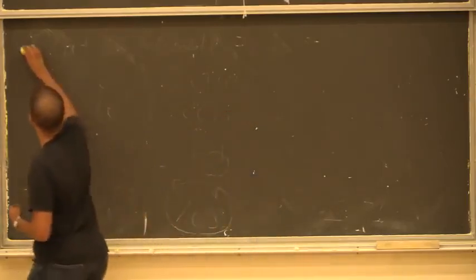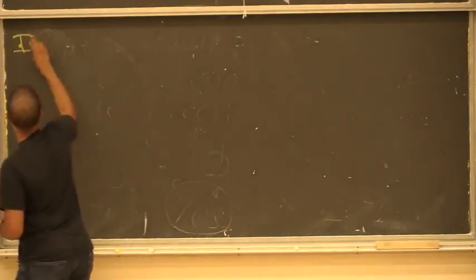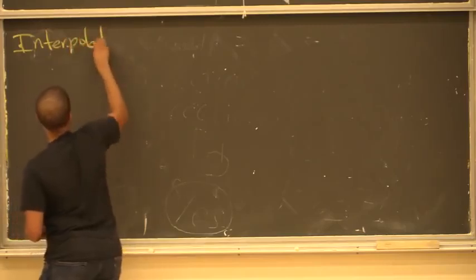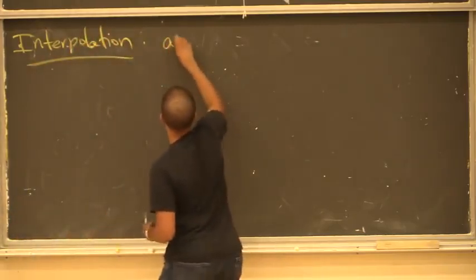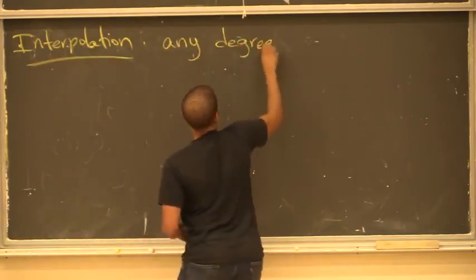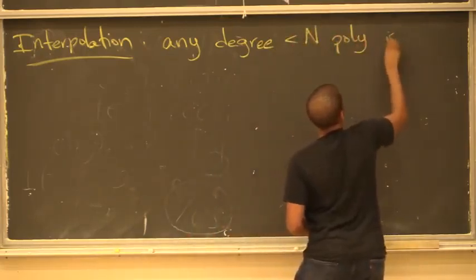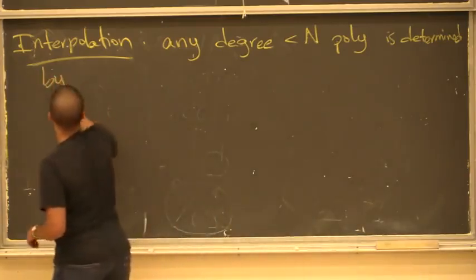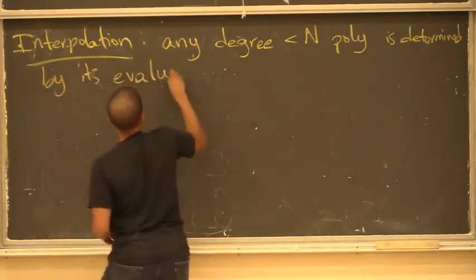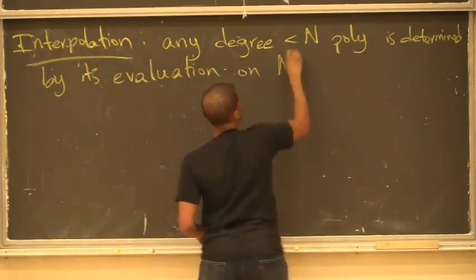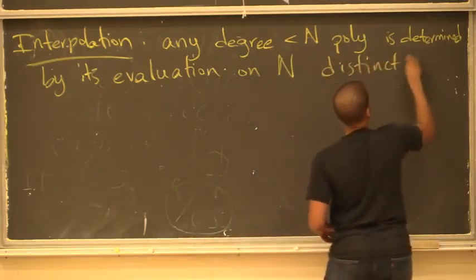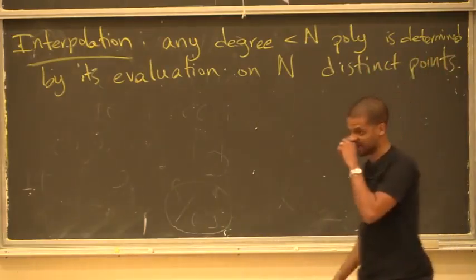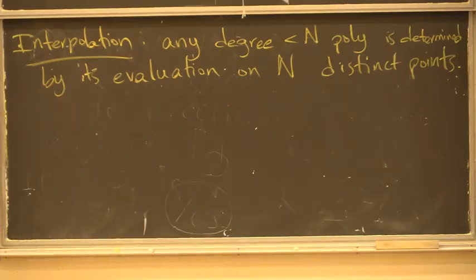So polynomial interpolation says any degree less than n polynomial is determined by its evaluation on n distinct points. Right? So you can tell me what C is by telling me its n coefficients. But you can also uniquely tell me what C is by telling me what C is on n distinct points.